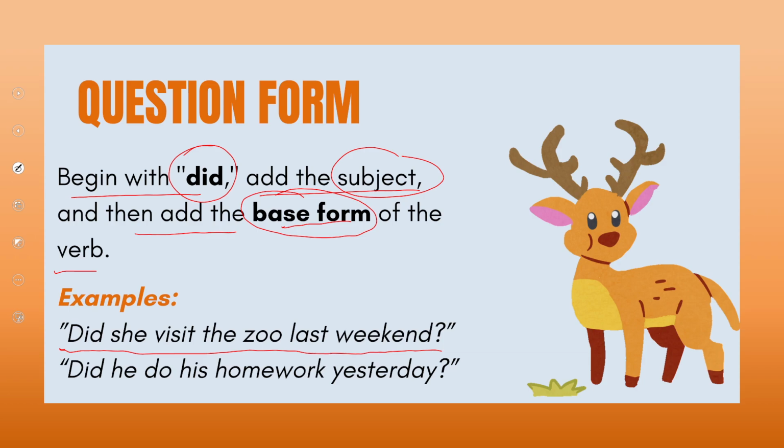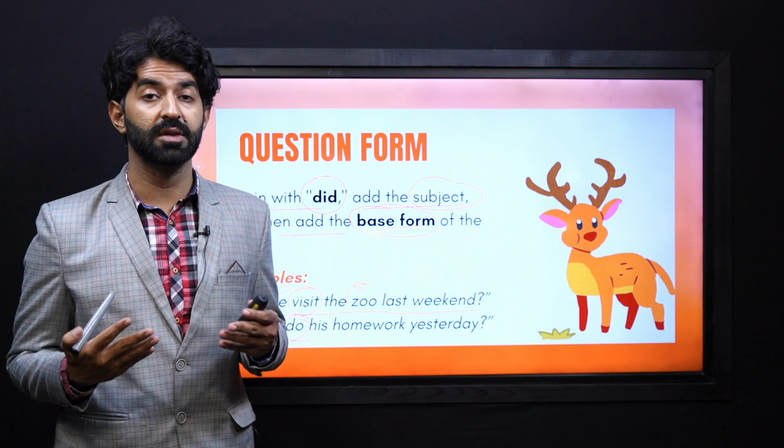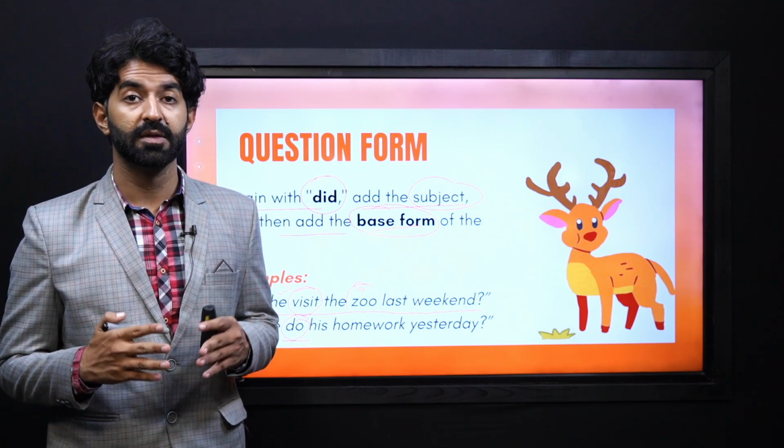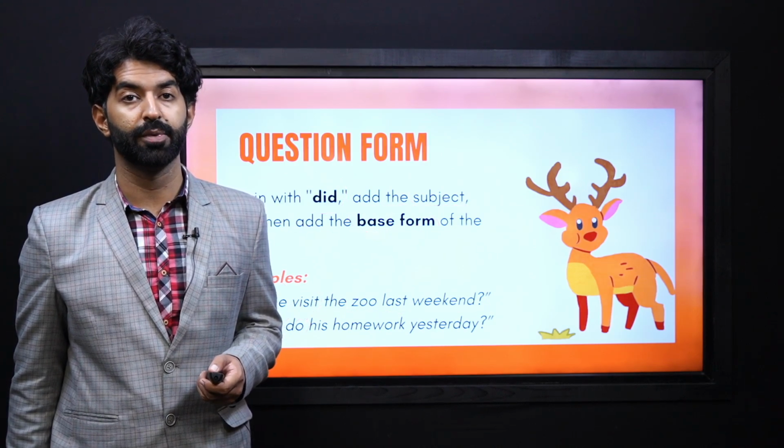Now, what comes first? Did. Did comes first, and then our subject, and then the base form of the verb, which will be the first form, visit. Did she visit the zoo last weekend, or did he do his homework yesterday? You can see your word did will come first, then your subject, and then the base form of the verb. This way you can easily make a question form of past simple tense.